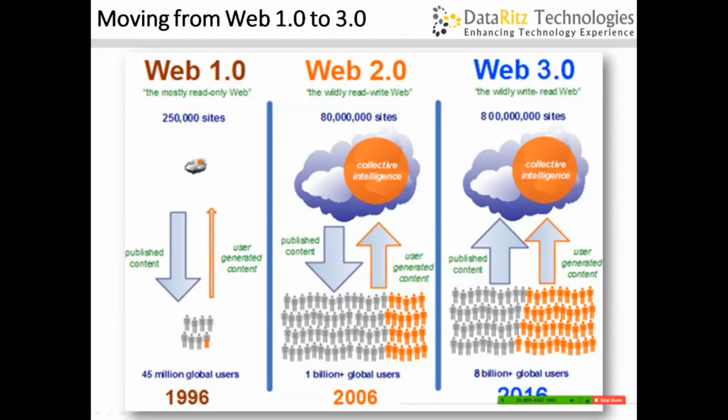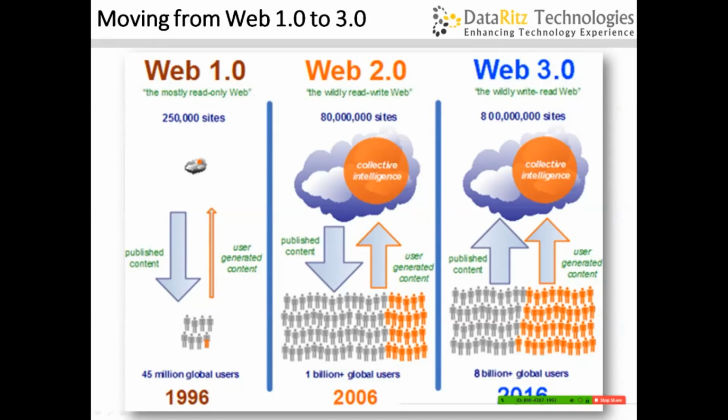Blogs became part of Web 2.0, where we can read the content and we can write content. If you see how many websites there were, approximately 80 crore websites, this started in 2006, and 1 billion global users came after this. And if you talk about Web 3.0, then it is widely write and less read. More write, less read.